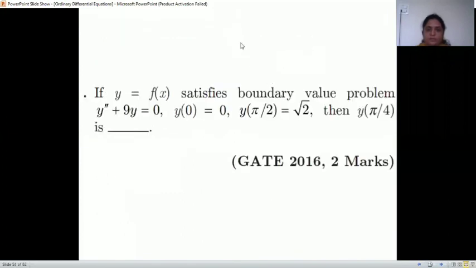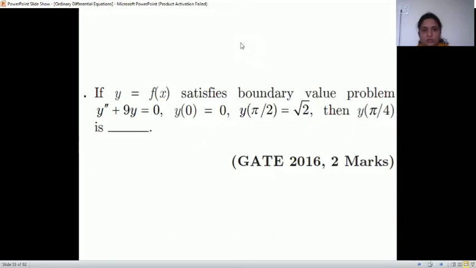Next question. If y is equal to f of x satisfies the boundary value problem y double dash plus 9y equal to 0, the conditions are given, and we are asked the value of y at pi by 4.